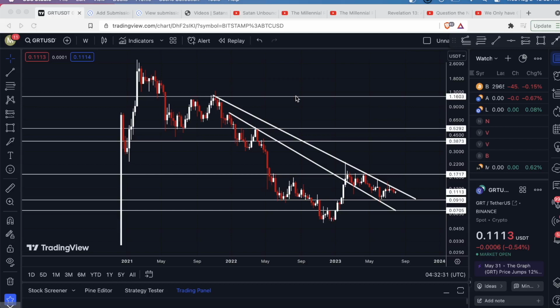Hey guys, so I want to take a look at Graph. The ticker for this is GRT, and I'm currently on the weekly time frame. Now I have some of this token.